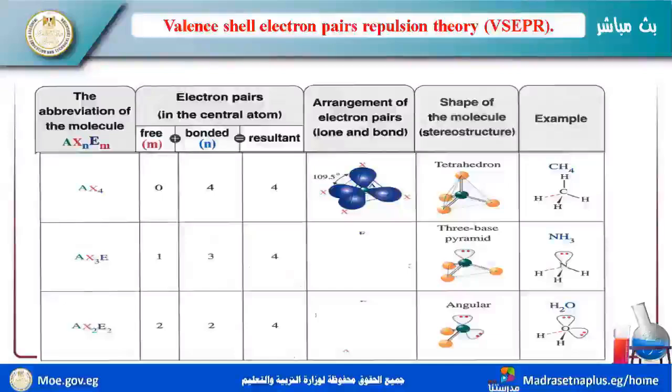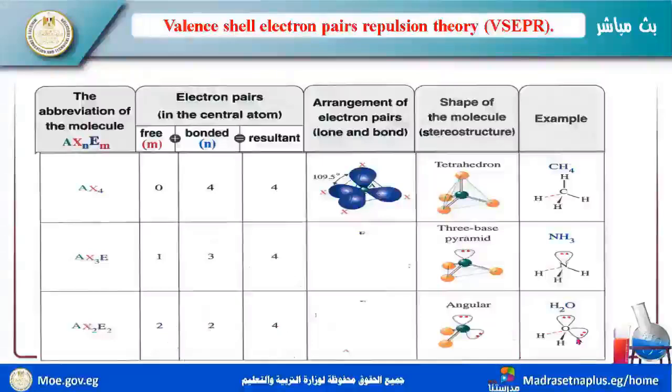Now we have another example, H2O. This is the number of lone pairs. You write the electronic configuration of oxygen. Oxygen atomic number is 8, helium 2s2, 2p4. The number of electrons in the outermost energy level equals 6, which is 2 and 4. The 2 is a lone pair, 2 and a lone pair.